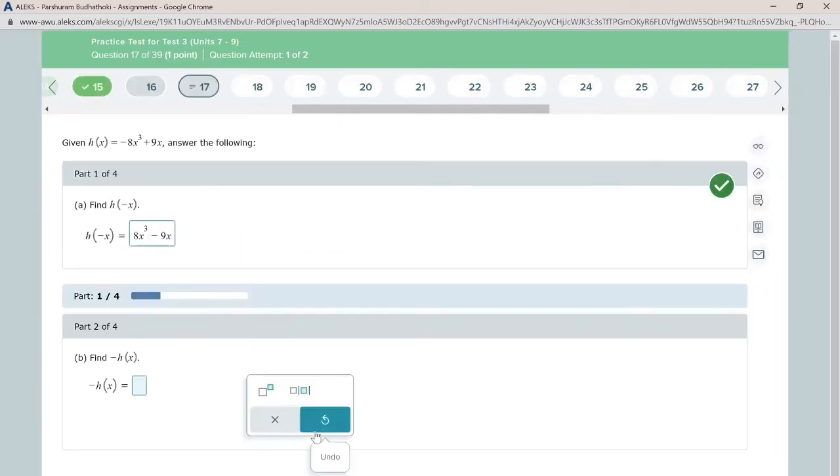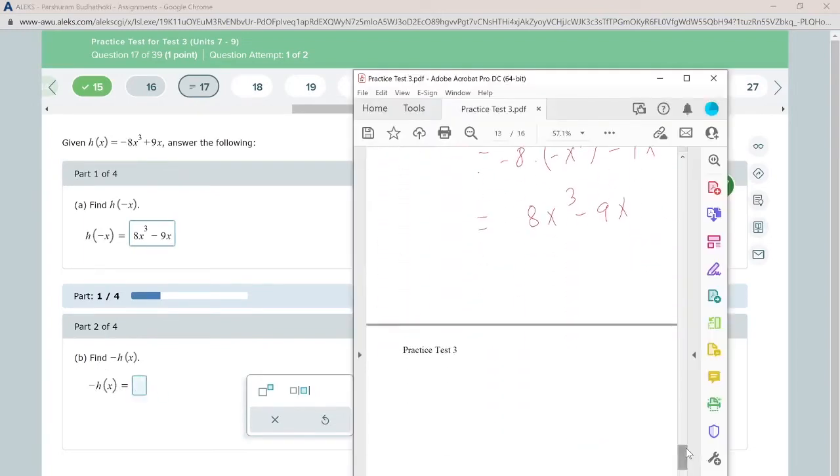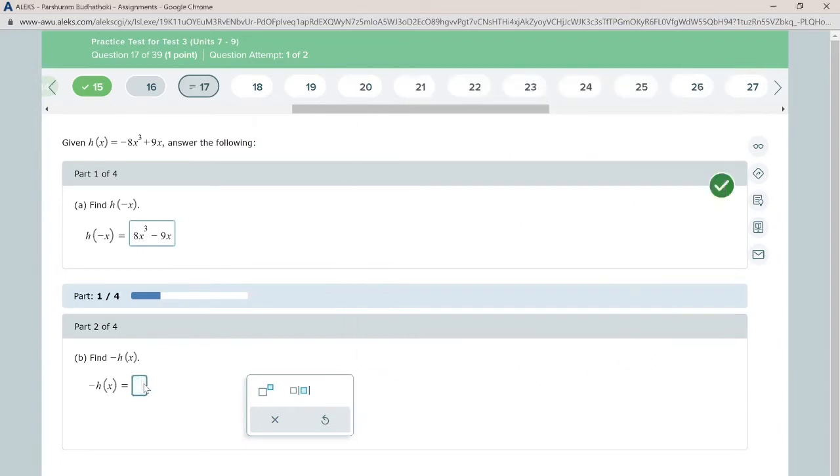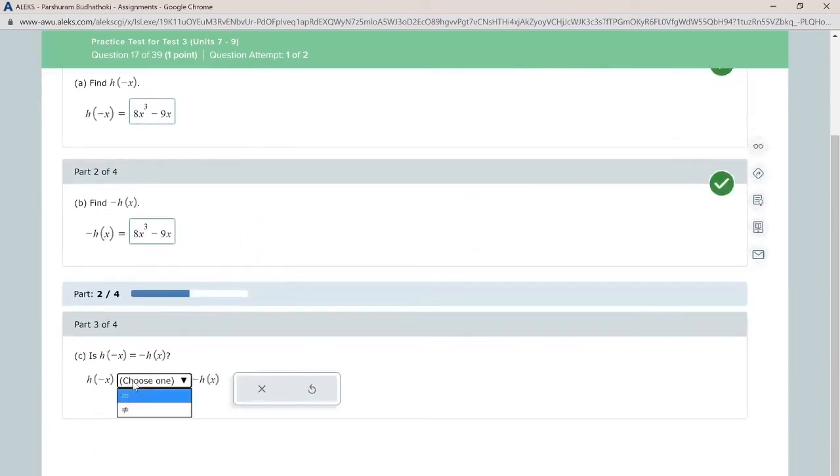Check. Good. What is the negative of h of x? Look at here, this h of x, just multiply each of them by negative. This negative and this negative becomes positive. This positive and this negative becomes negative. What I'm trying to say is, if you just multiply h of x by negative, there is h of x which is negative 8x cubed plus 9x, and if you just multiply this negative and negative, it gives you positive 8x cubed. This negative and positive, that makes it negative 9x. So it's the same thing, 8x cubed minus 9x. Okay, these two values are equal. Yes, they are equal.